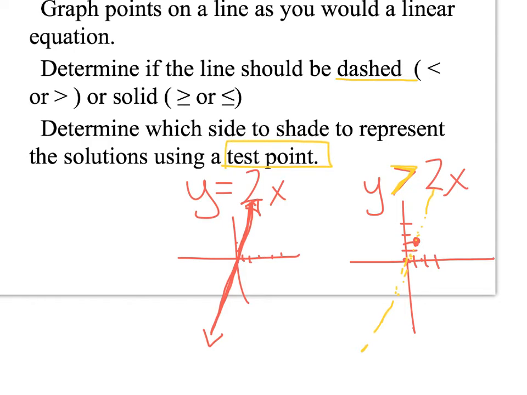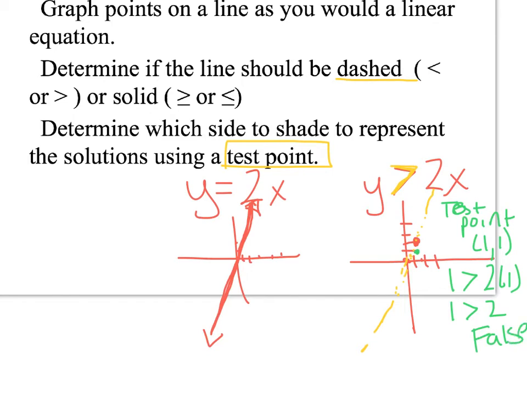Generally, the easiest test point to use is 0, 0, but 0, 0 is part of our line. We want to use a point not on the line. So I'm going to use the point 1, 1 as my test point. I want to know, does that point 1, 1 fall into this solution set? So I'm going to plug 1, 1 into the y greater than. Y greater than 2 times 1. Is 1 greater than 2? So this is false.